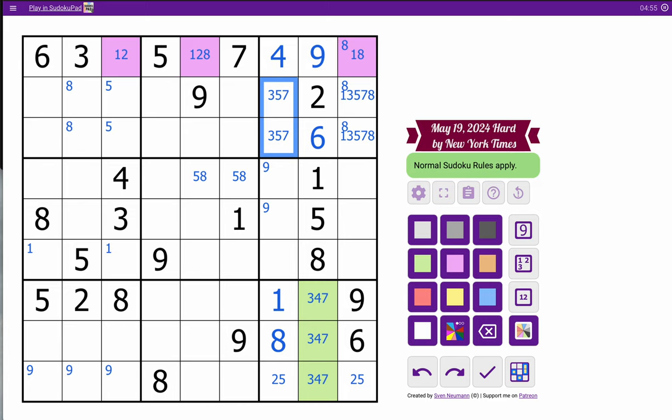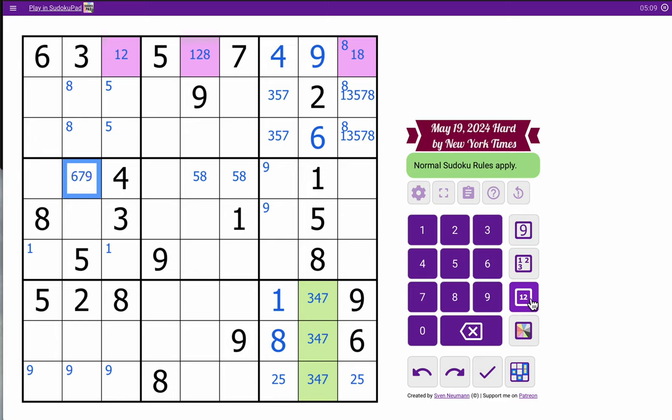Box four looks interesting. I've got four digits placed, but none of them in an unusual spot. Three, four, five, eight tells me I need one, two, six, seven, nine. This one sees one and two. That one only sees one, oh, and six. This one sees one and two, so it's six, seven, nine. This one sees six only, and nine. This one can't be nine. Could be anything else. As expected, I have no help.